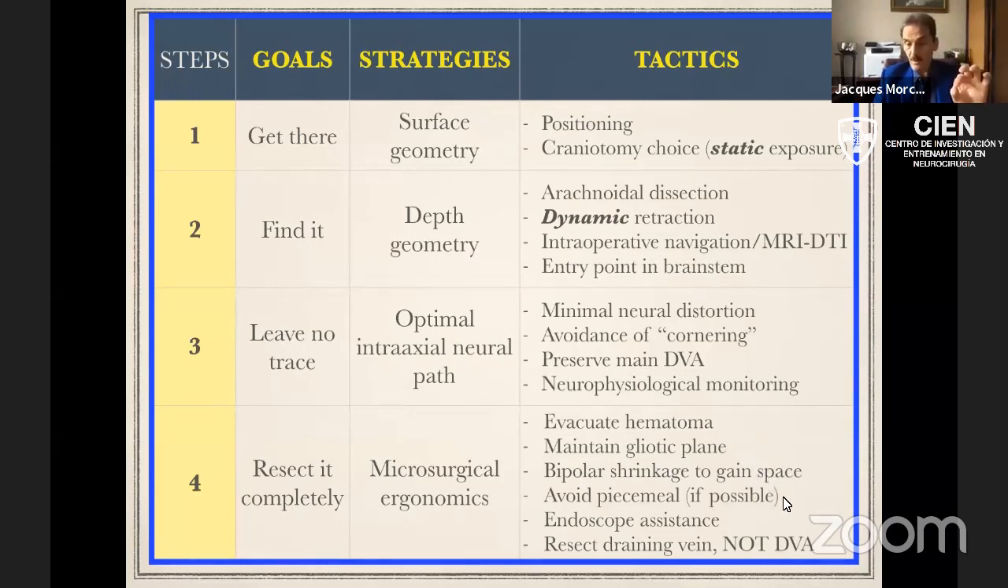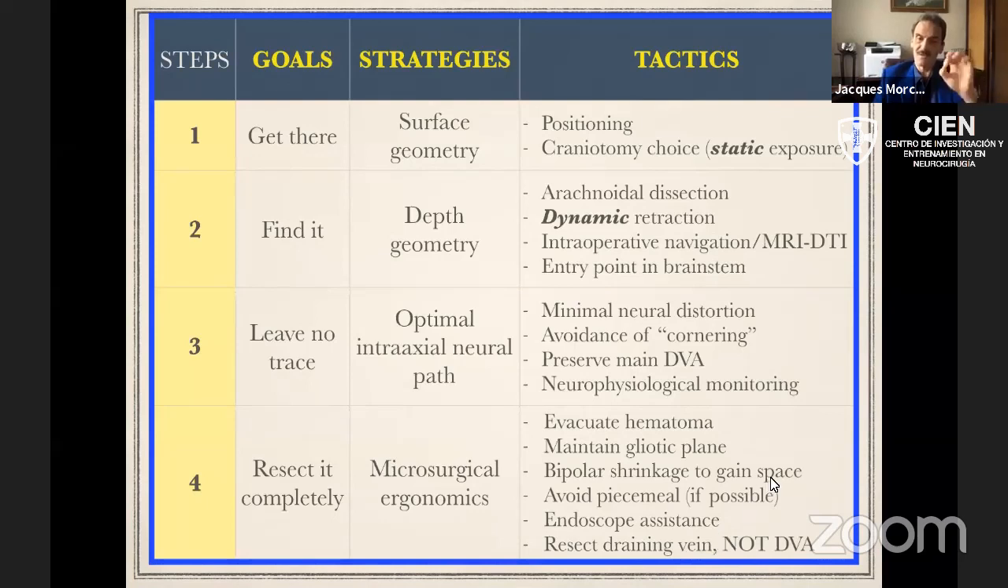The next one is important. When I say avoid piecemeal resection, well, you cannot avoid it if it's a huge lesion, but if it's a manageable lesion and you try to keep it all in one piece, you can assure yourself you took it all out when possible. I often use the endoscope at the end of resection for assistance within the cavity if I cannot see around the corner. And I do resect the draining vein of the cavernoma, not the DVA.